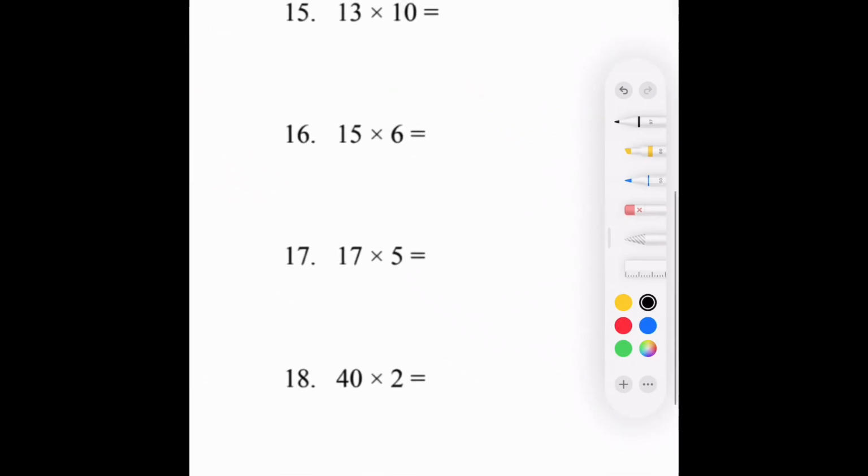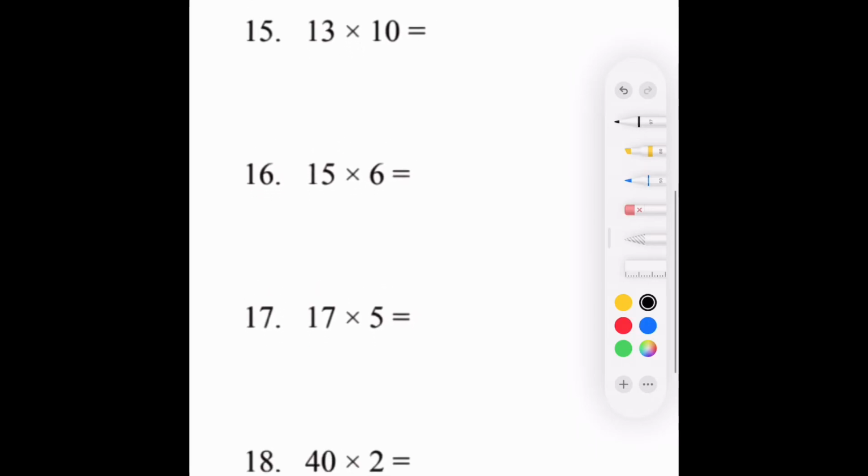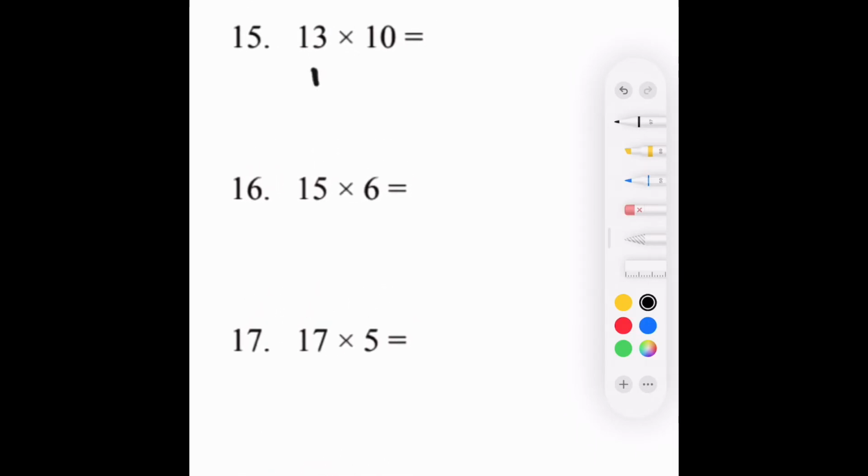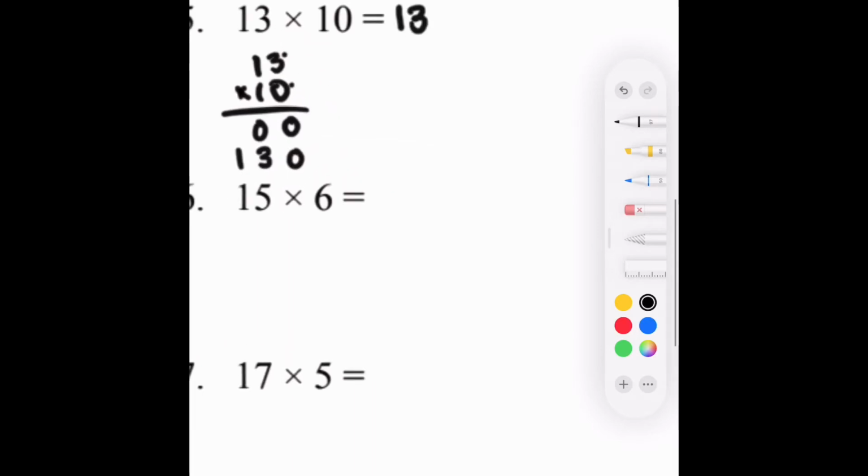And for the double digit numbers, it would be easier if you wrote it like this. So 13 times 10. Then you do 3 times 0. 3 times 0 is 0, so 0 goes down there. 1 times 0 is 0, so 0 goes here. And then when you start a new row for the next set of numbers, you add a 0 and then you start multiplying. So you added a 0, and then 3 times 1 is 3. 1 times 1 is 1. So your answer to number 15 is 130.